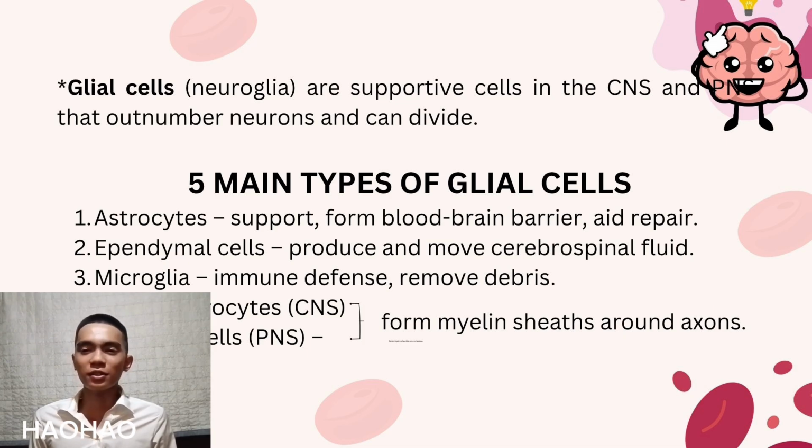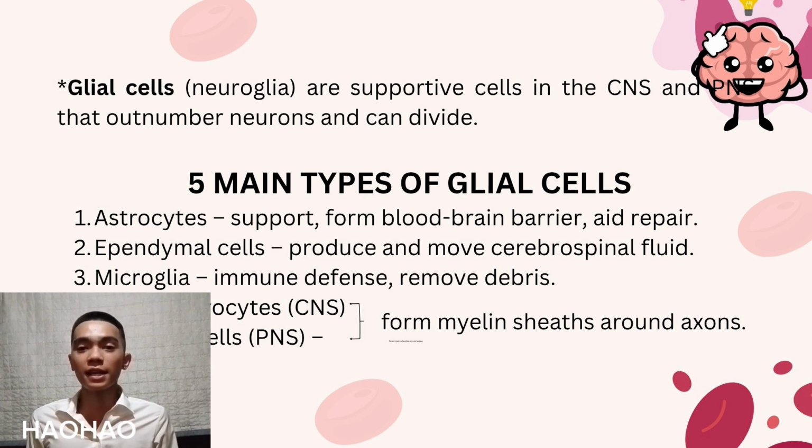So, what comes to your mind when you hear the word glial cells? Let me explain it. Glial cells, or what we call neuroglia, are supportive cells in the central nervous system and peripheral nervous system that outnumber neurons and can divide. There are 5 main types of glial cells. The first one is the astrocytes. The functions of astrocytes are to support, form the blood-brain barrier, and aid repair.